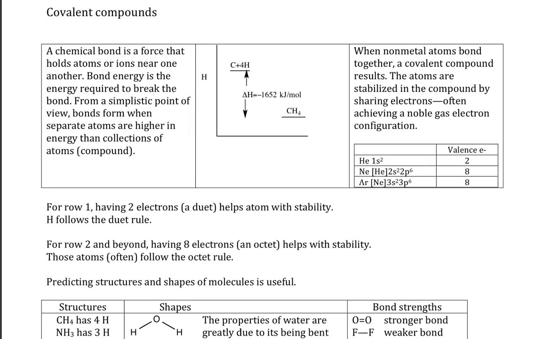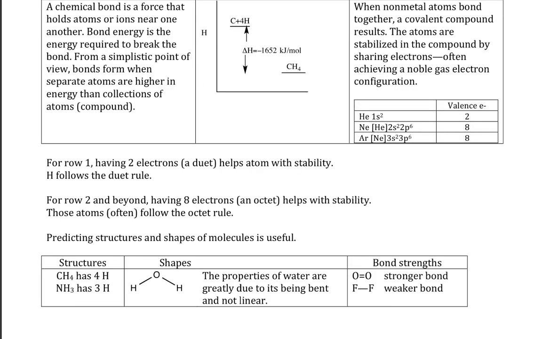Helium's noble gas electron configuration is 1s2. It has 2 valence electrons. It has 2 electrons total. Neon, argon, we see the electron configuration of neon, 2s2, 2p6. It has 8 valence electrons. Argon, 3s2, 3p6. It has 8 valence electrons. Okay, so those numbers, the 2, the 8, are kind of like magic numbers.